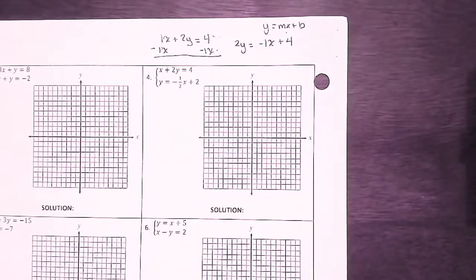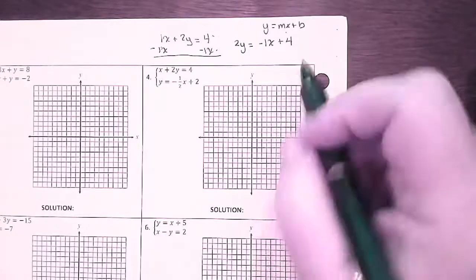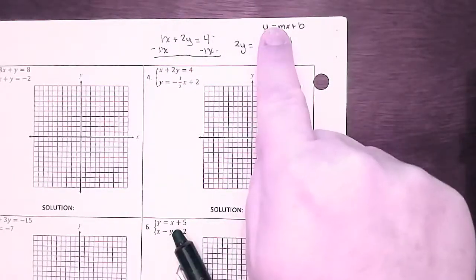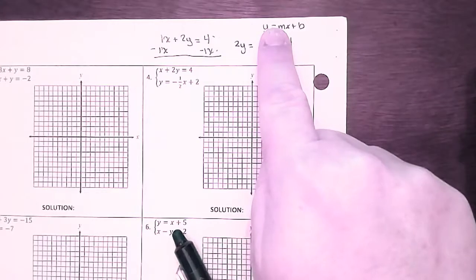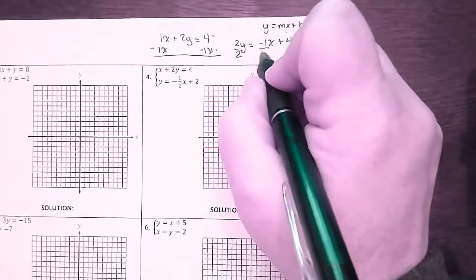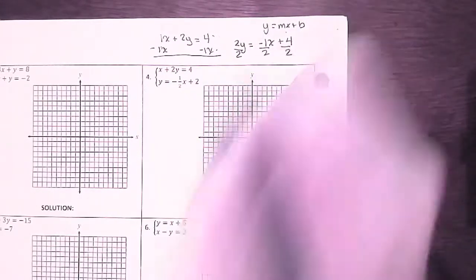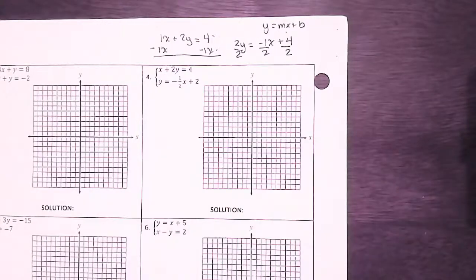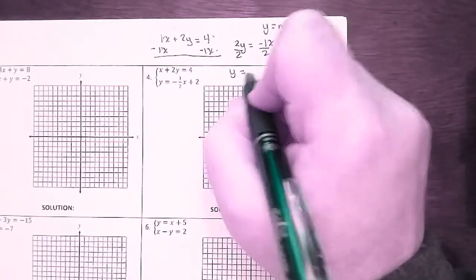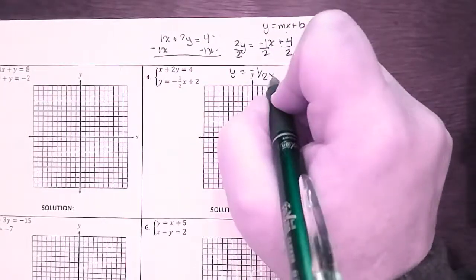Now what do I do? Now I need to solve for this y. So if I covered my finger up on this and said, okay, how do I solve for y here? I would say I divide by 2. So I'm going to do exactly that. So you are doing some more work here than you normally would in other situations. So this ends up being y is equal to negative 1 half x plus 2.